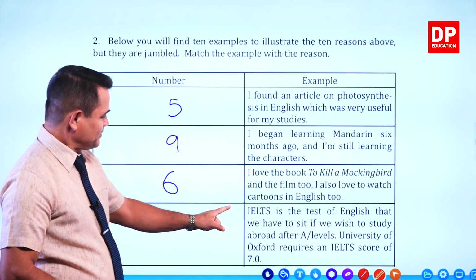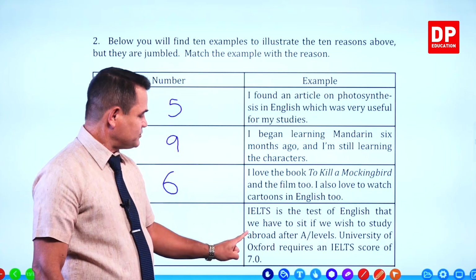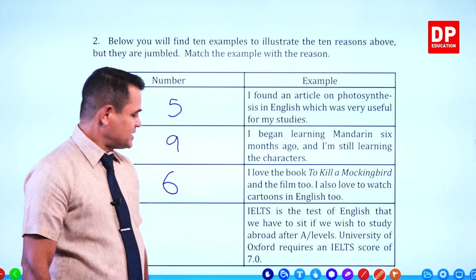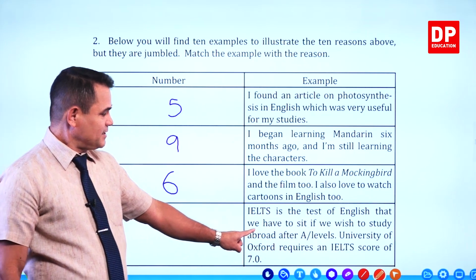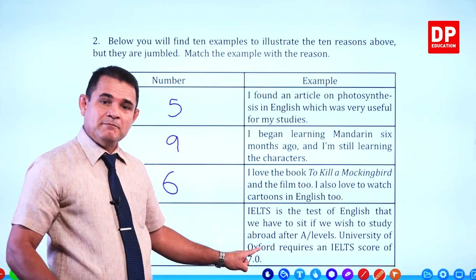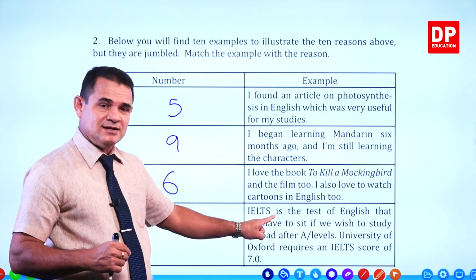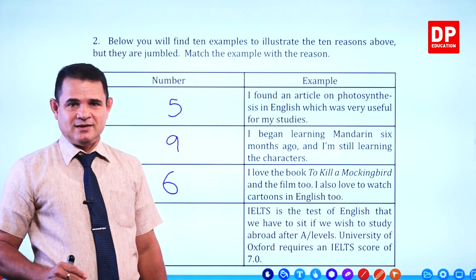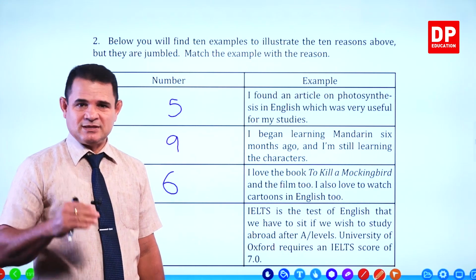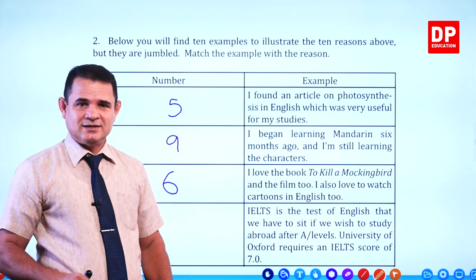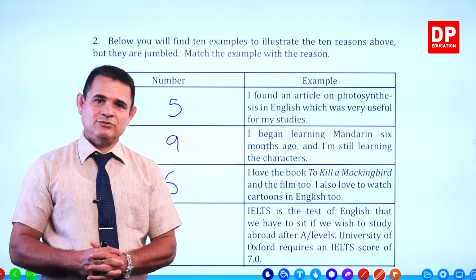And the next one. IELTS is the test of English that we have to sit if we wish to study abroad after A levels. The required points differ for different courses. 6 and 6.5, 7. You must pass it. If you don't pass it, you can't enter foreign universities.